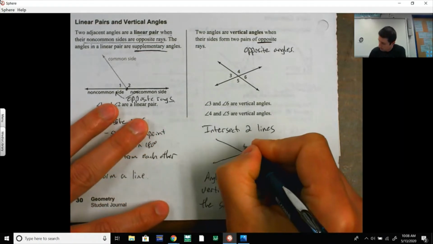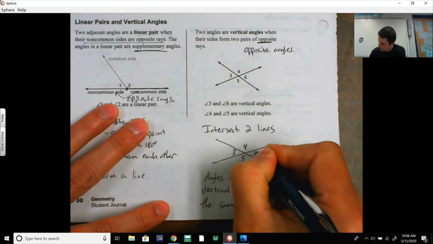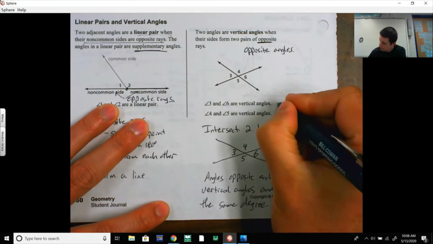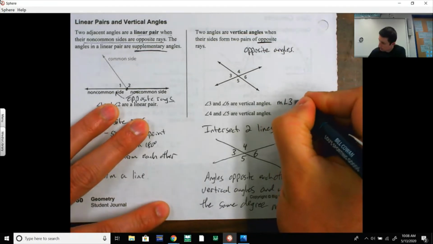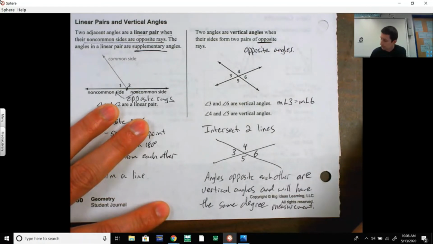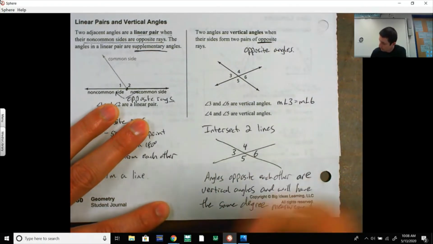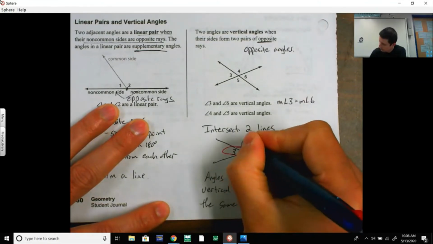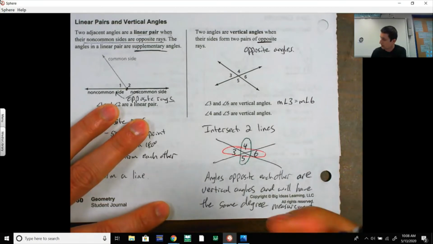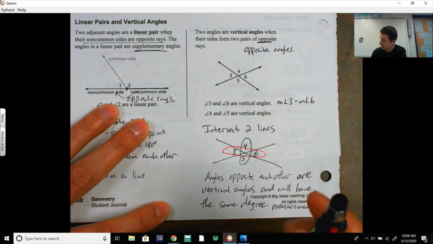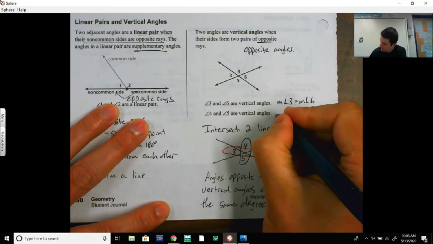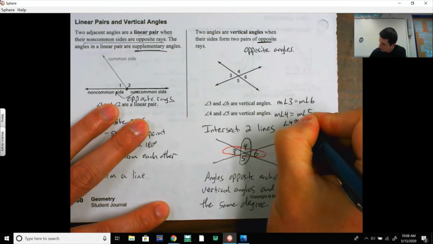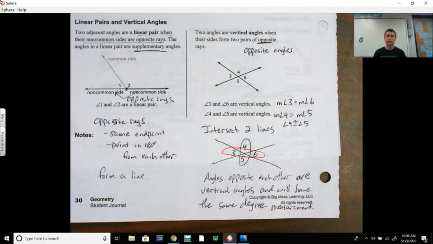So they have 3, 4, 5, and 6. What we say here is 3 and 6 are vertical angles. We could say the measure of angle 3 equals the measure of angle 6. So 3 and 6, those two right there, would be vertical angles. And then these two right here would be vertical angles, 4 and 5, and they're congruent, they're equal. I could say the measure of angle 4 equals the measure of angle 5, or I could say angle 4 is congruent to angle 5. Remember, the shapes are congruent, the measures are equal.